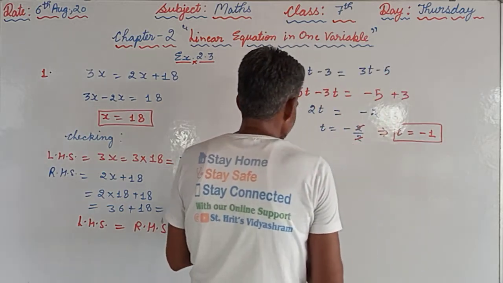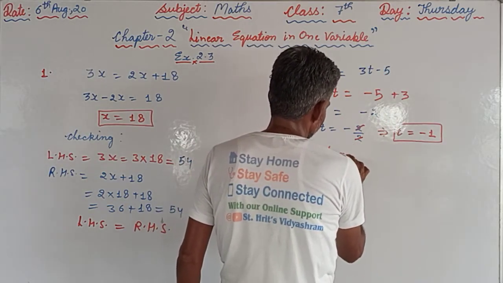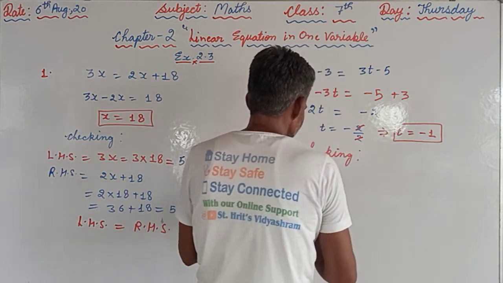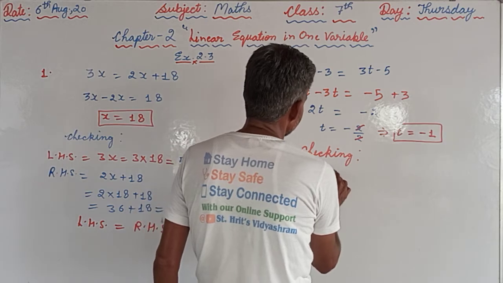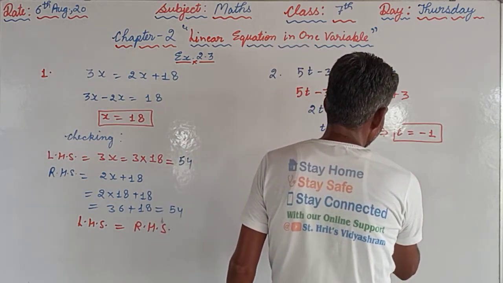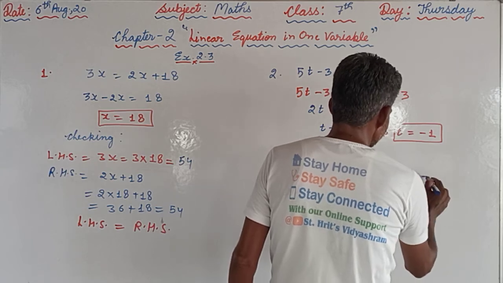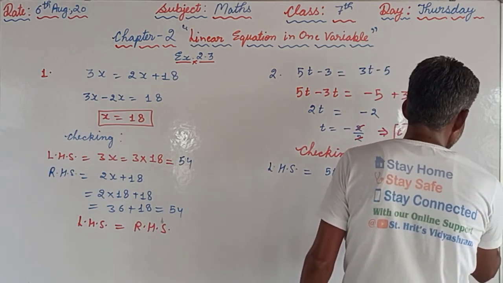Now we are supposed to check our answer. For that we will calculate the value of the left hand side. Left hand side is 5t minus 3. 5t means 5 into minus 1 minus 3. 5 into minus 1 is minus 5, minus 5 minus 3 is minus 8.